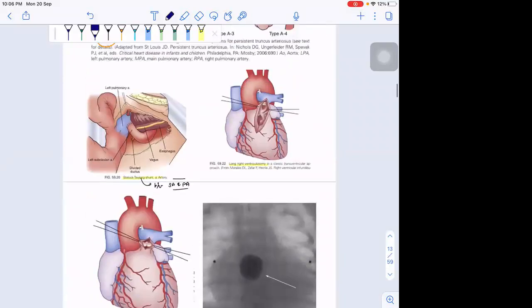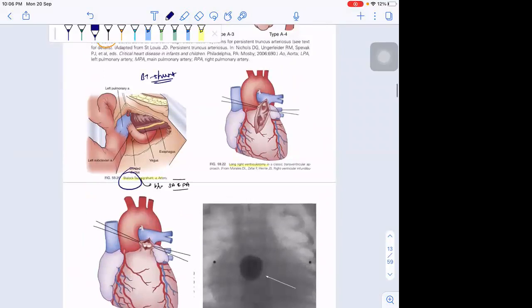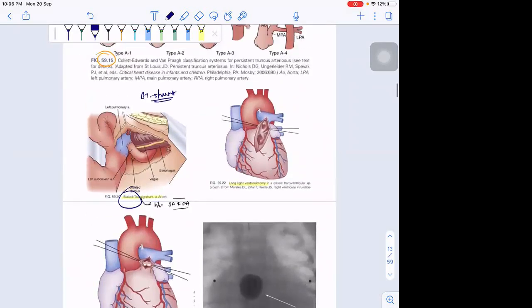Next is Blalock, Taussig, and Beatrice. Beatrice will give many conditions, such as tricuspid atresia. It is a connection between a systemic artery and the pulmonary artery. In Blalock-Taussig, they take the systemic artery as the left subclavian artery and connect it to the left pulmonary artery.